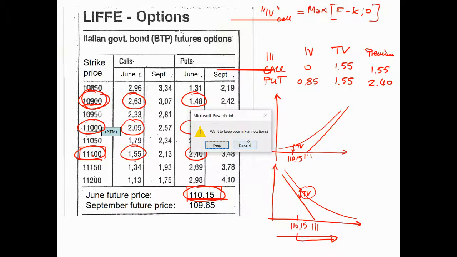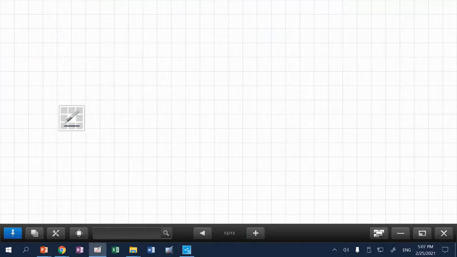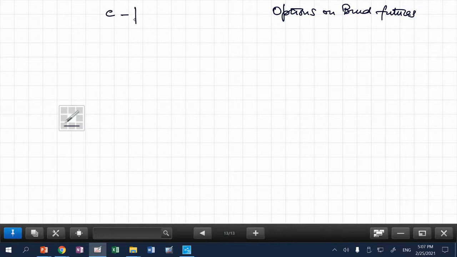So let me formalize it better. From the point of view of these options on Bund futures, put-call parity is super simple. Call minus put has to be equal to F minus K. And in this contract it is super simple also because we do not have discounting. So the difference between the two premia is equal to F minus K.